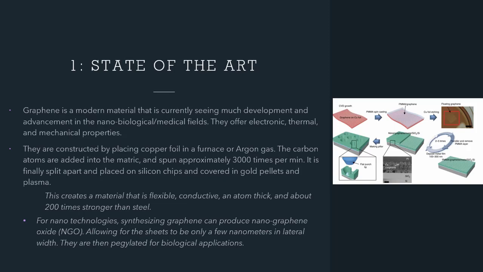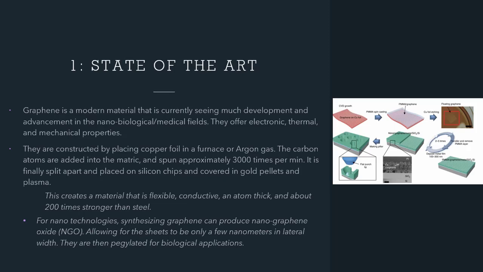Graphene itself, once this process is done, will create a material that is very flexible, conductive, and an atom thick, and it is approximately 200 times stronger than steel. And for the sake of nanotechnologies, synthesizing this graphene can produce nanographene oxide, or NGO. This allows for the sheets to be a few nanometers in lateral width, and they are then pegylated for biological applications.